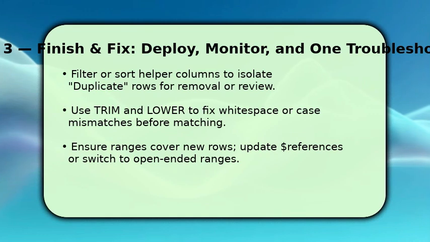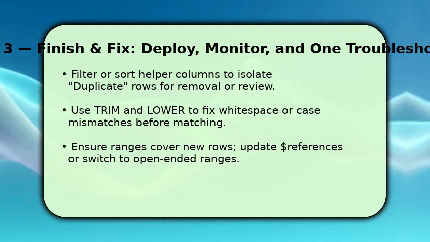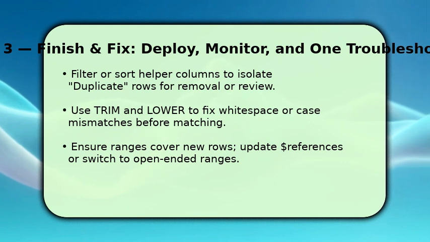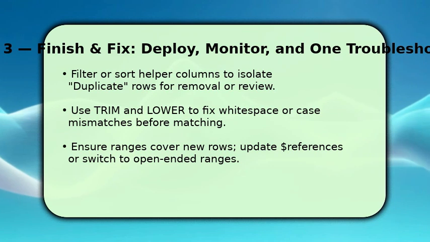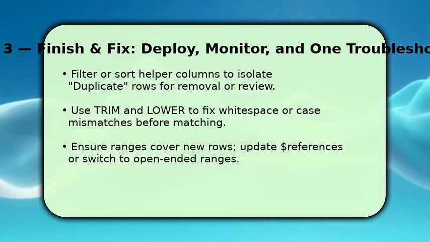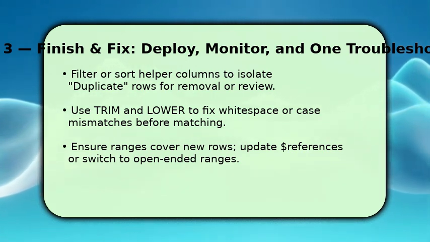If matches seem wrong, make sure both columns are normalized. Use TRIM(A2) and LOWER(A2) inside COUNTIF so spaces and case don't block matches. Also check your absolute ranges. If new rows aren't included, expand $B$2:$B$100, or use $B$2:$B to cover future entries. A single troubleshooting tip: if duplicates still miss, copy-paste values after.